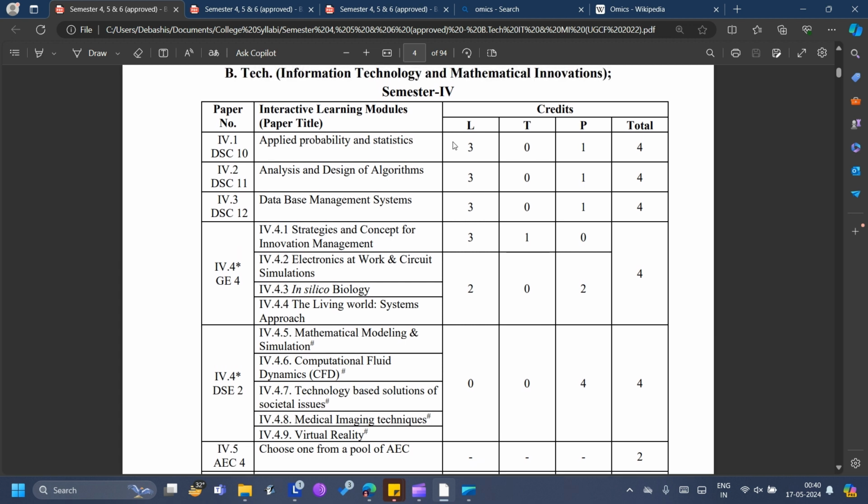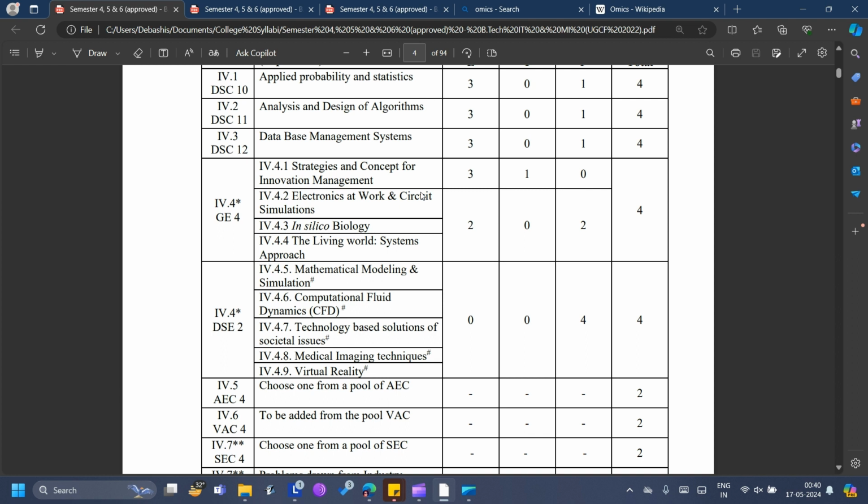Right now, the DSC courses of semester 4, they all have a 3+1 credit structure where we have one practical element for all of them. In GE, if you go for strategies and concept for innovation management, which falls under the management minor, it is a 3+1 theoretical course, 3-element lecture, 1-element tutorial. If you go for the other three, which are electronics at work and circuit simulations, which falls under electronics as the minor.